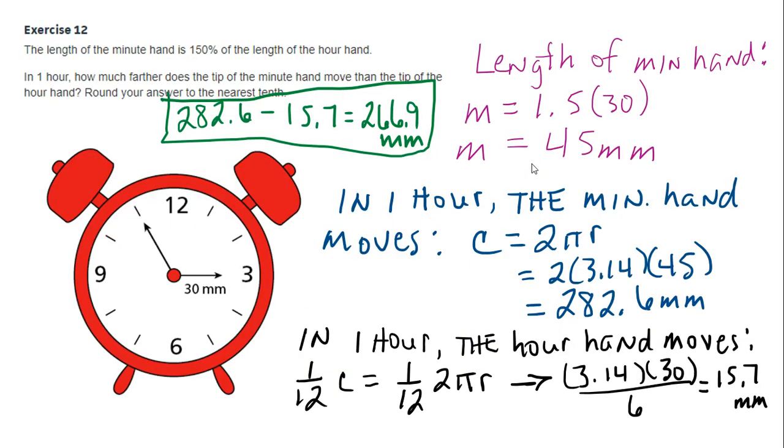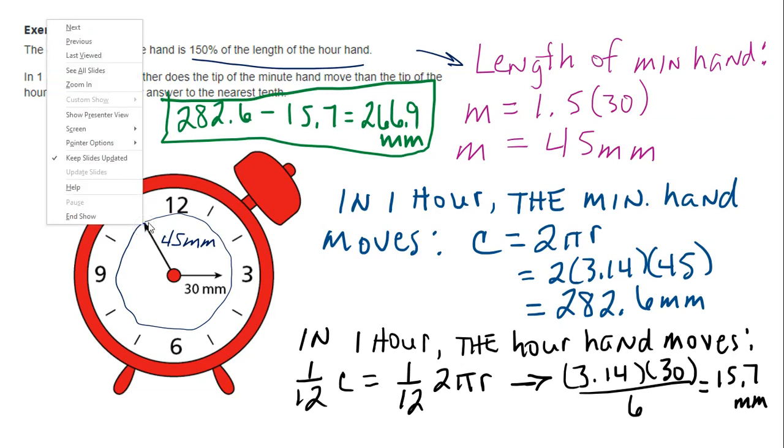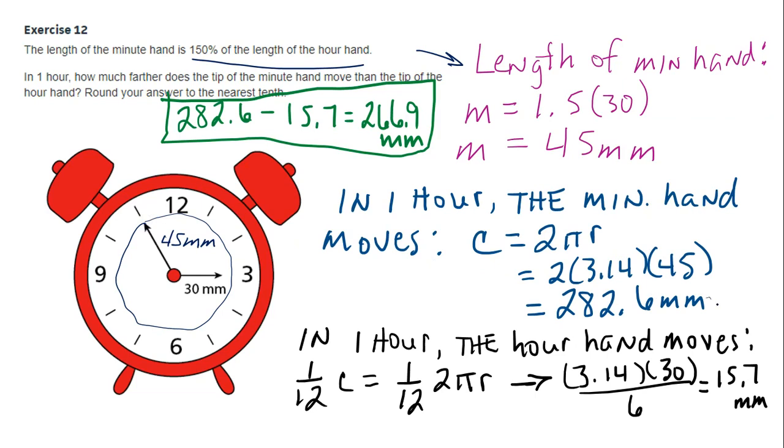The length of the minute hand is 150% the length of the hour hand. So the first thing I do is I find the length of the minute hand. The minute hand is 150% times 30. I change that percent to a decimal, so it's 1.5 times 30. So I know the length of this minute hand is 45 millimeters. All right, in 1 hour, this hand goes all the way around the clock. So I just find the circumference that the point of the hand travels.